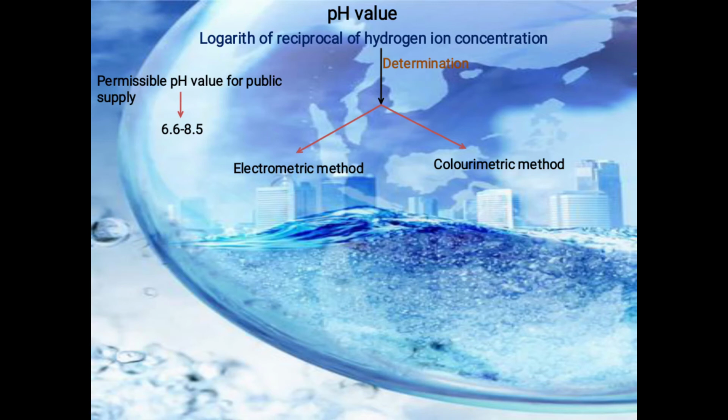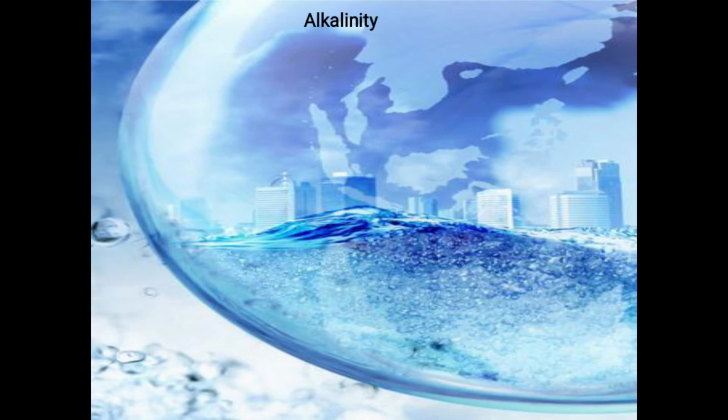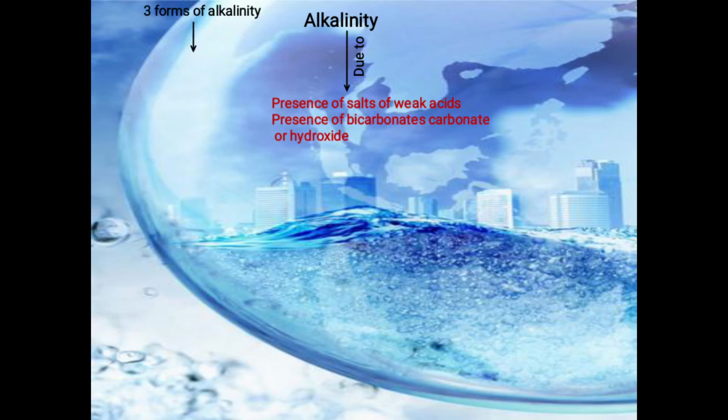Then alkalinity. pH is a measure of acidity or alkalinity. Alkalinity in natural water is due to the presence of salts of weak acids. The alkalinity is due to the presence of bicarbonate, carbonate or hydroxide. There are three normal forms of alkalinity: hydroxyl alkalinity, carbonate alkalinity and bicarbonate alkalinity.